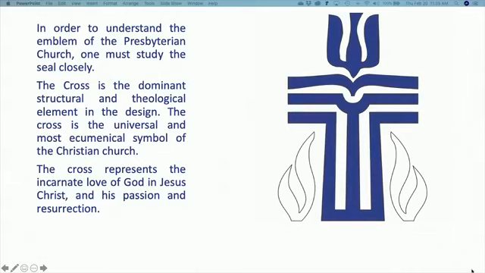The first emblem that you see is the cross. You see the cross? For me, it's easy. Just cover up the right eye. Everything's blurred. So the cross, that's the dominant structure. It's the dominant piece. It's the dominant picture. And it's the dominant theological element of Christianity. The cross. It represents a number of things: the incarnate love of God in Jesus Christ, his passion, and his resurrection. Why do we say it represents the resurrection? Because it's empty. He's not there.